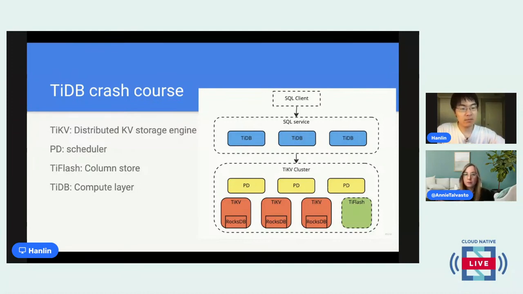Finally, in this diagram, there's a component called TiFlash. So what is TiFlash? TiFlash is basically a column storage engine optimized for analytical processing. With the presence of TiFlash, TiDB is capable of handling analytical workloads without interfering with ongoing transactional workloads.